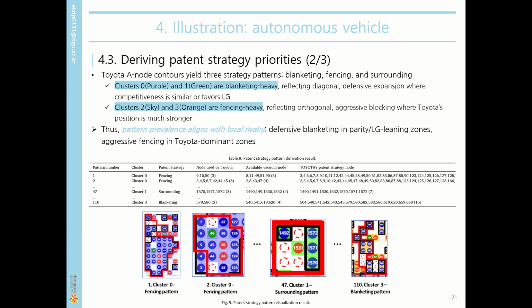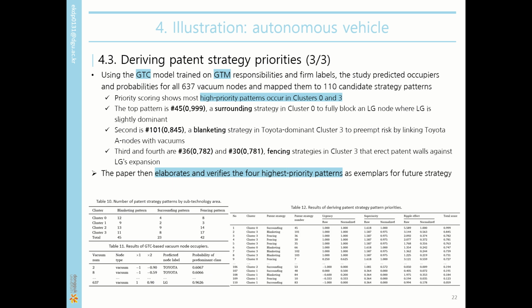Overall, the prevailing pattern follows local strength, using defensive blanketing in parity or LG-leaning areas and deploying aggressive fencing where Toyota leads. This study trains a GTC classifier on GTM responsibility and form labels to predict the occupier and probability for each of the 637 vacuum nodes and maps them through research to 110 candidate strategic patterns.